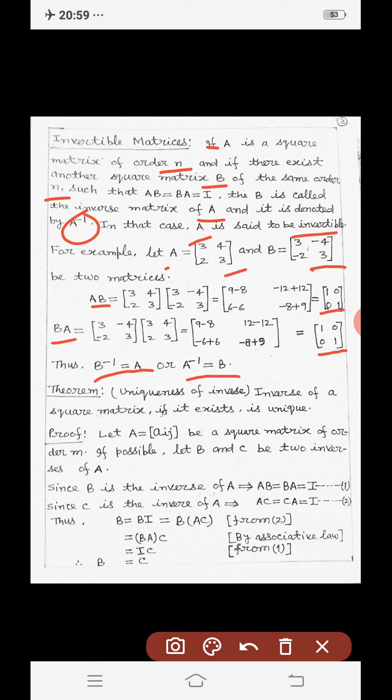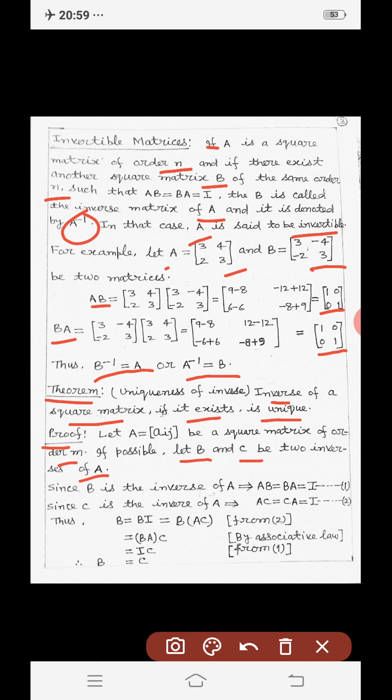Now we will discuss the theorem, that is, uniqueness of inverse. The inverse of a square matrix, if it exists, is unique. Proof: let matrix A equal to [aij] be a square matrix of order m. If possible, let B and C be two inverses of A.